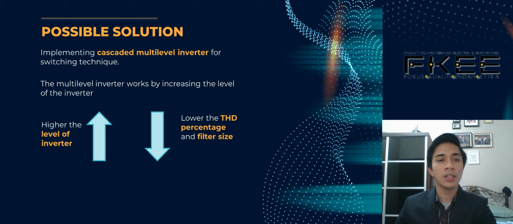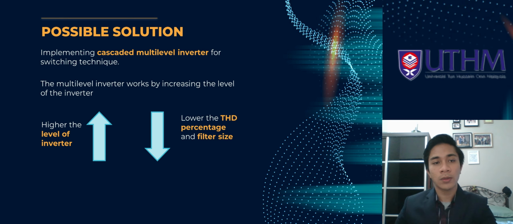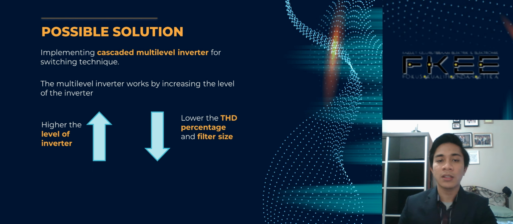So what is the possible solution to this problem? We can implement a cascaded multi-level inverter as the switching technique. So what is actually a multi-level inverter? The multi-level inverter works by increasing the level of the inverter itself. So the higher the level of the inverter, the lower the THD percentage and the filter size of the inverter.